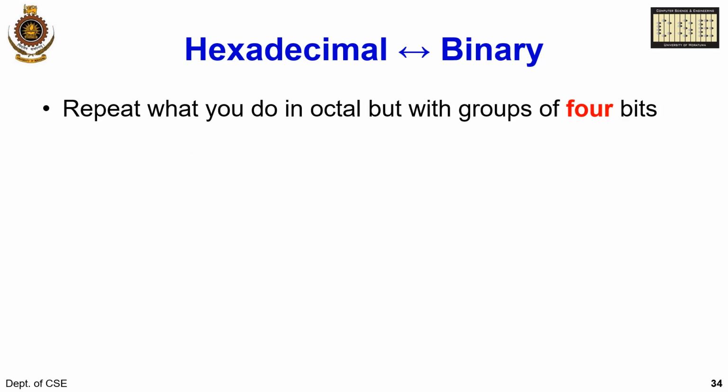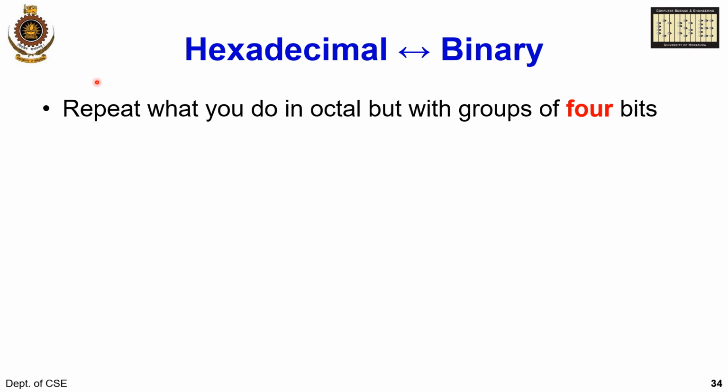Now the conversions between hexadecimal and binary, right? It's quite similar to what we saw for octal and binary. Remember that hexadecimal is of base 16, binary is of base 2, right? So 16 equals 2 to the power 4.